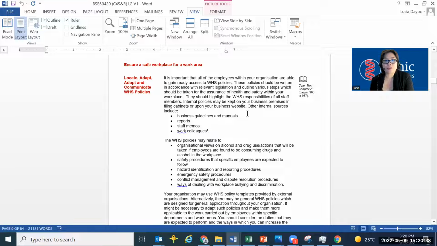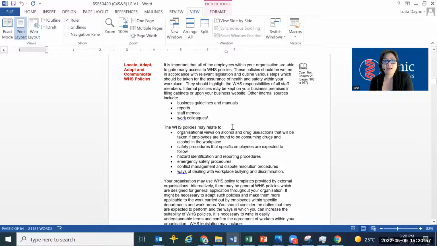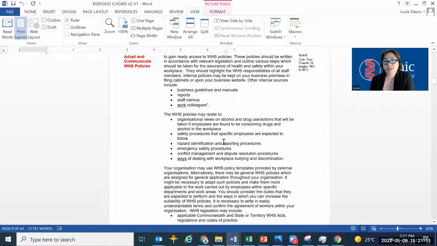Other internal sources include manuals and guidelines, reports, staff memos, and even verbal communication, where we get some information from our work colleagues as well. When we talk about work health and safety policies, these relate to organizational views on alcohol and drug use, or actions that will be taken if employees are found to be consuming drugs and alcohol in the workplace. So these are just examples.